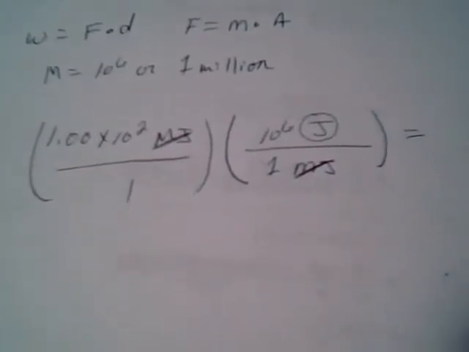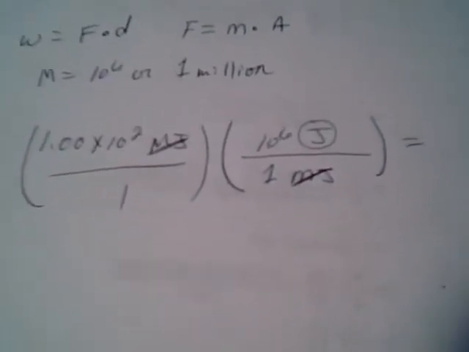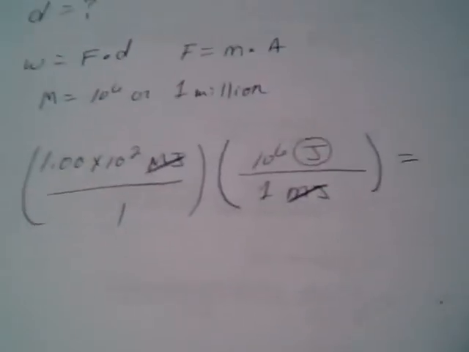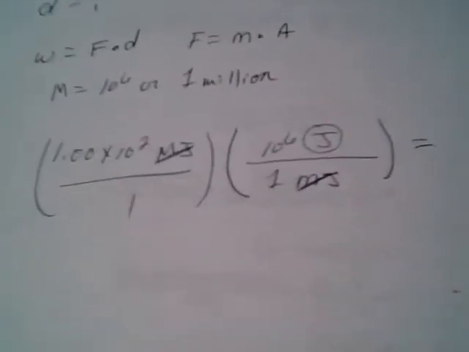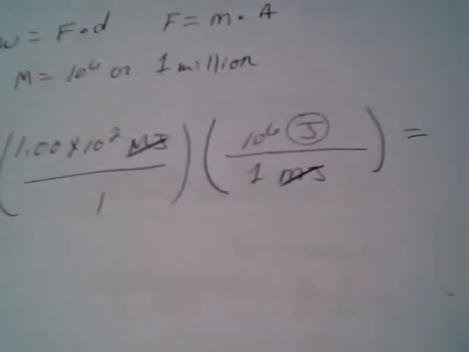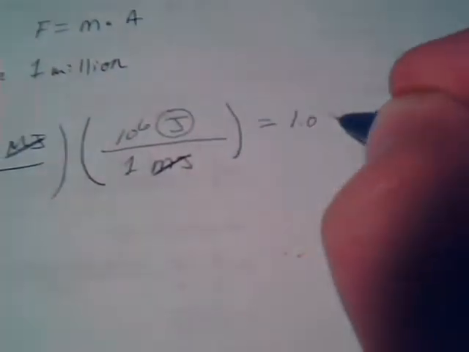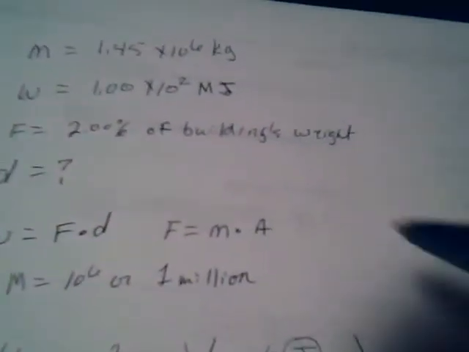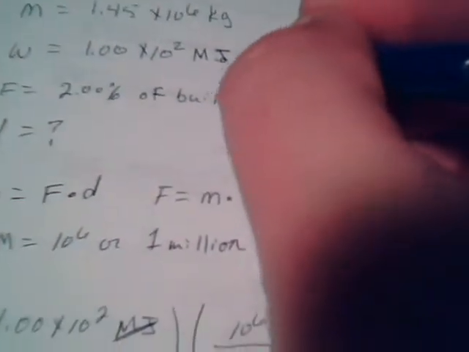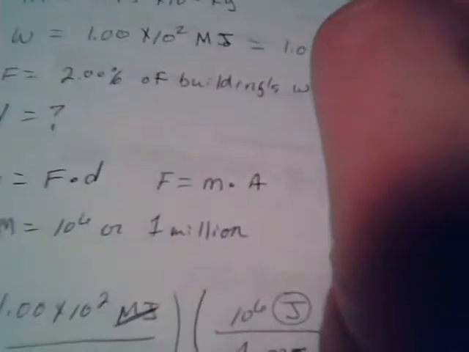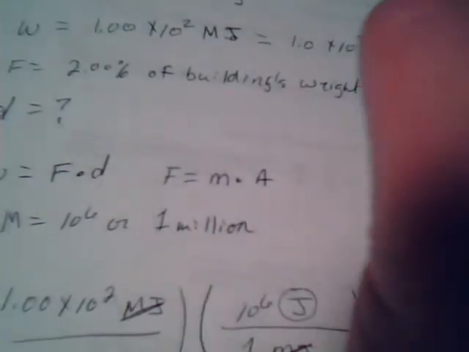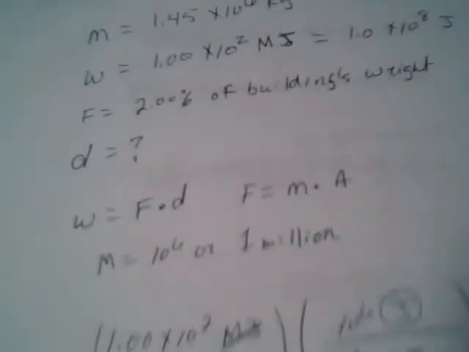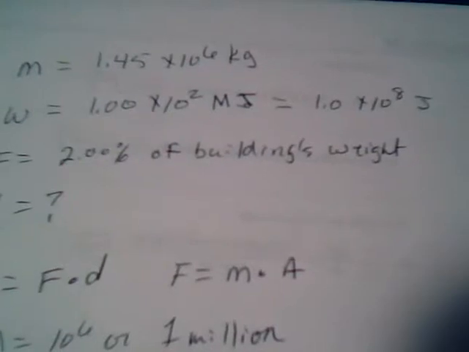And again, in these problems, you have to have certain units, and the unit that we're looking for here is joules. So when we multiply that out, our number of joules becomes 1.0 times 10 to the 8th joules. So that is our work. So we can go up here and change this work right here to 1.0 times 10 to the 8th joules.